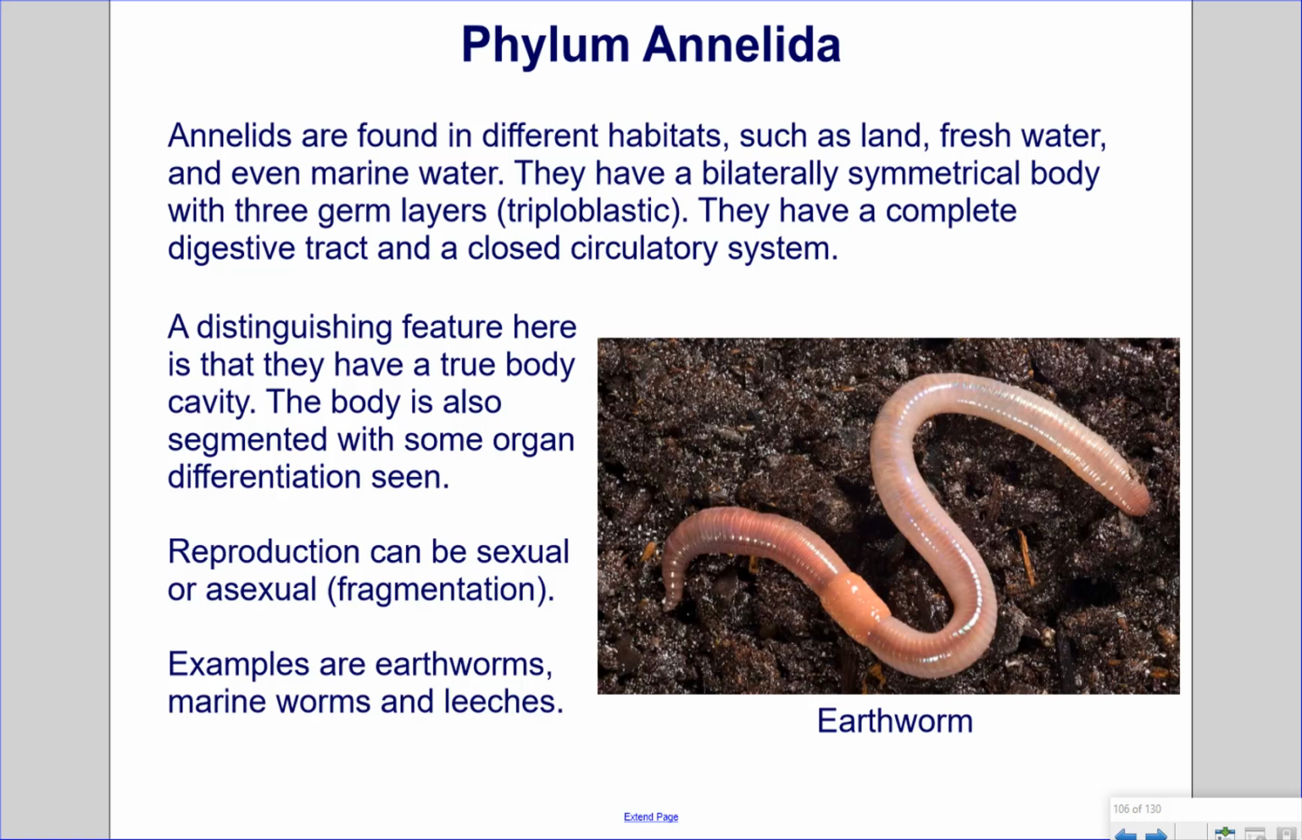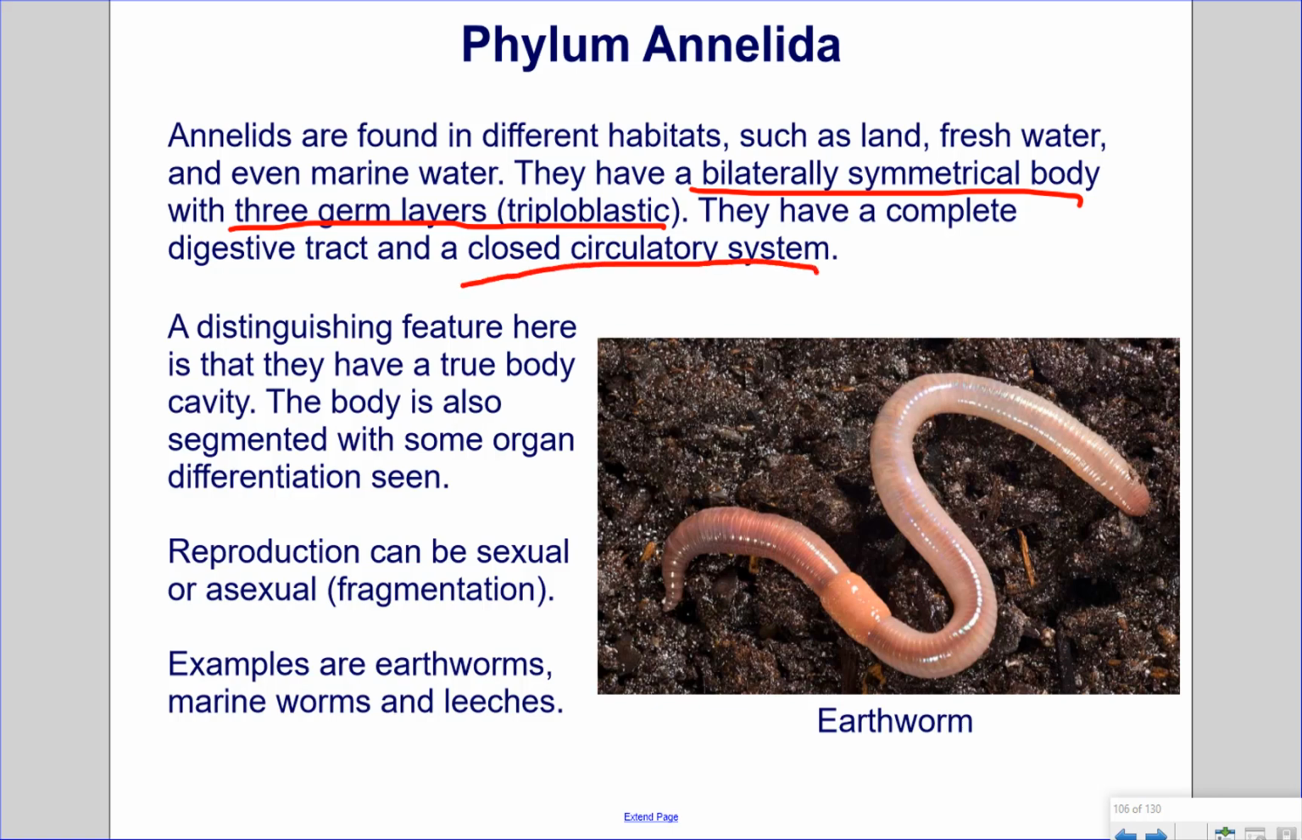Phylum Annelida. Annelids are found in different habitats, such as land, freshwater, and even marine water. They have a bilaterally symmetrical body with 3 germ layers, so they're triploblastic. They have a complete digestive tract and a closed circulatory system.